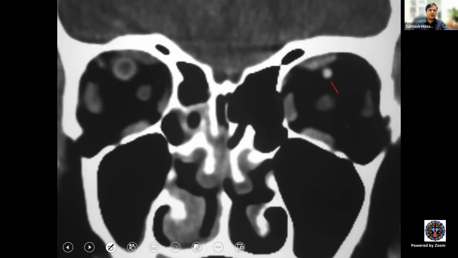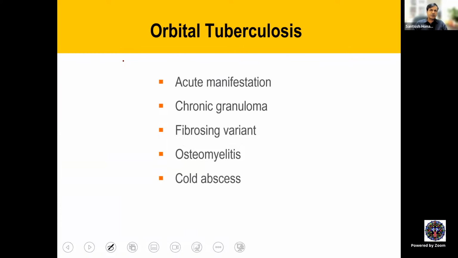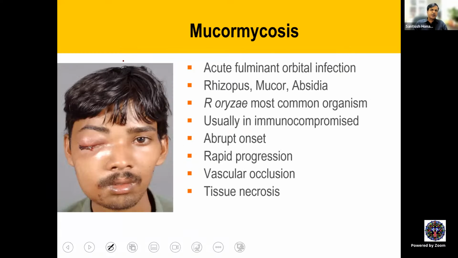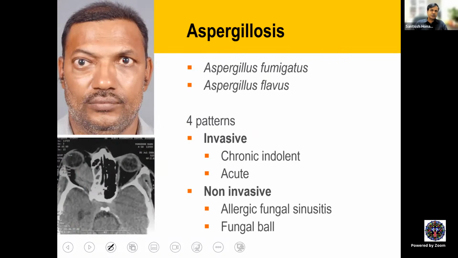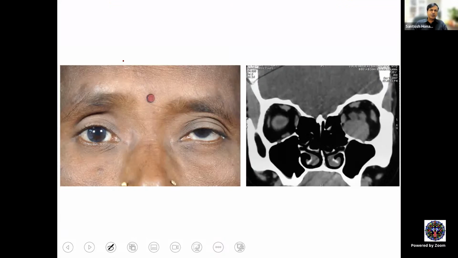This is a superior ophthalmic vein with contrast enhancement, normal in caliber. A dilated superior ophthalmic vein without contrast enhancement is typically cavernous sinus thrombosis. Orbital tuberculosis can also produce an orbital mass. Mucormycosis, we know, can produce an orbital mass. Aspergillosis, in immunocompetent and immunocompromised individuals.